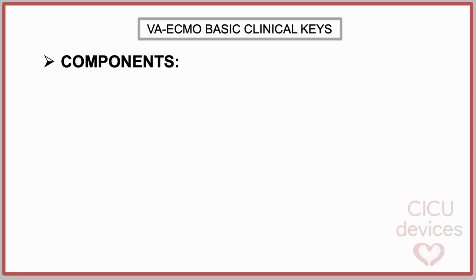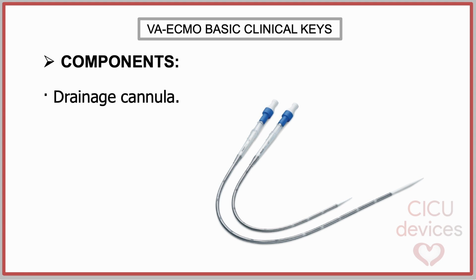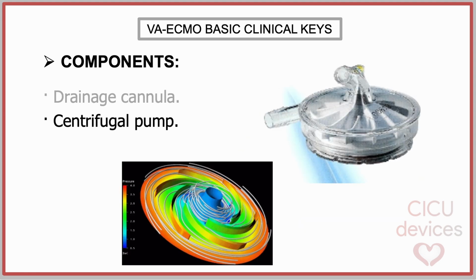The basic VA-ECMO circuit is composed of several essential components that work together to provide both circulatory and respiratory support. Deoxygenated blood is drained from the patient through a venous drainage cannula and directed into the extracorporeal circuit. A centrifugal pump then generates the blood flow required to circulate blood through the system.